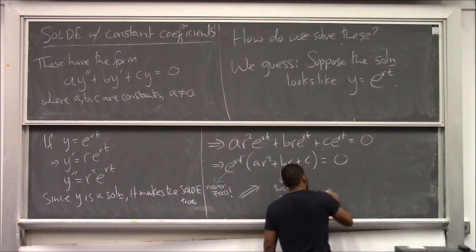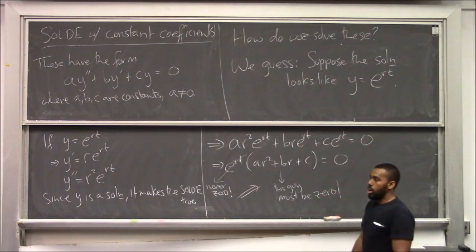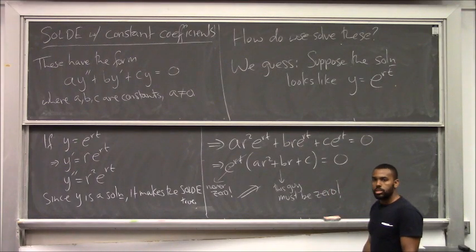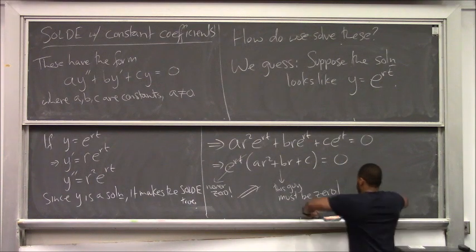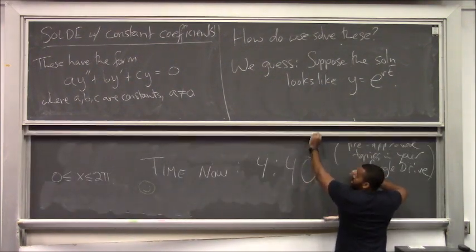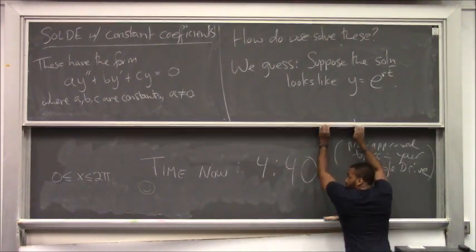How do we know e to the rt is never 0? Because it is an exponential function. It's asymptotic to 0, it never touches it.